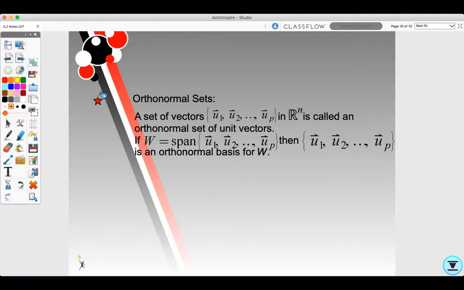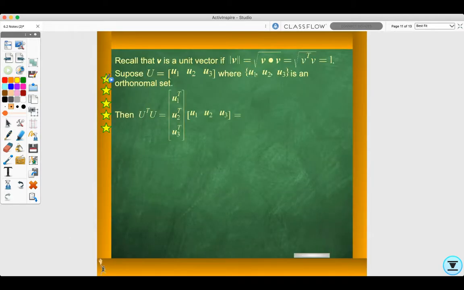Orthonormal sets. A set of vectors u1, u2, all the way up to up in Rn is called an orthonormal set of vectors. If W equals the span of u1, u2, up, then u1, u2, all the way to up is an orthonormal basis for W. Recall that v is a unit vector if the length of v equals the square root of v dot v, which equals v transpose v, which equals 1.